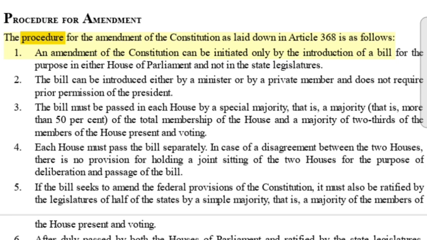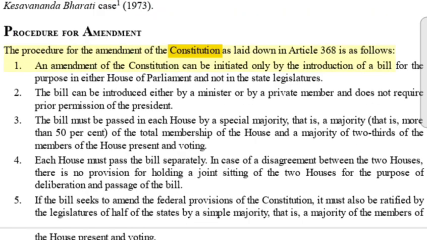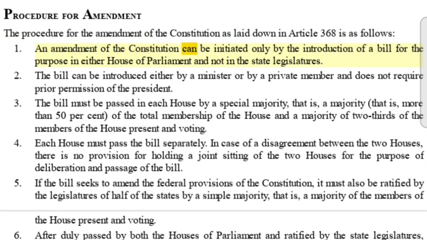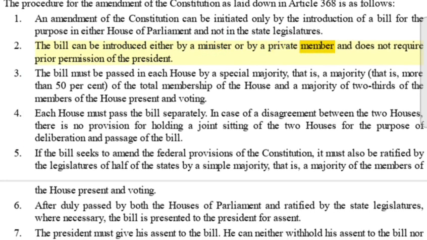Procedure for amendment. The procedure for the amendment of the Constitution is laid down in Article 368 as follows. 1. An amendment of the Constitution can be initiated only by the introduction of a bill for the purpose in either House of Parliament and not in the state legislatures. 2. The bill can be introduced either by a minister or by a private member and does not require prior permission of the President.